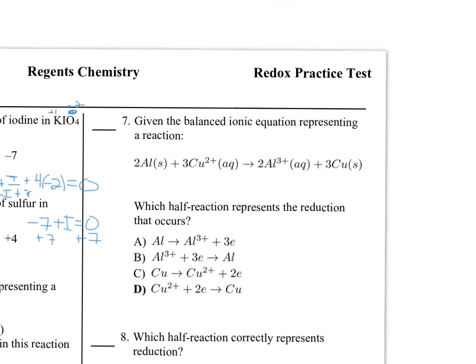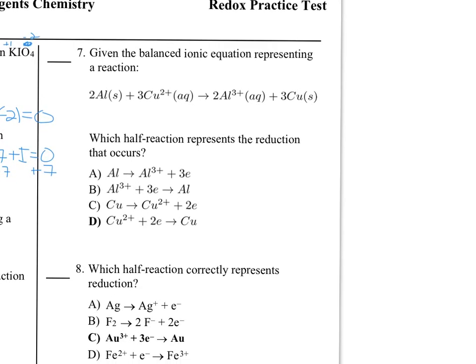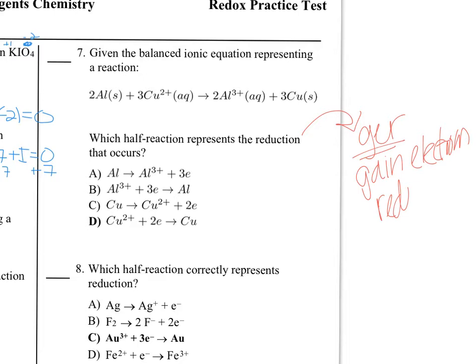All right. 7. Here's the balanced ionic equation representing this reaction. Which reaction represents the reduction that occurs? Well, here's a nice opportunity to remember what reduction means. It means red cat, sure, but we're not there yet. It means grrr, as in gain electrons. Reduction. So that means they are added as reactants.